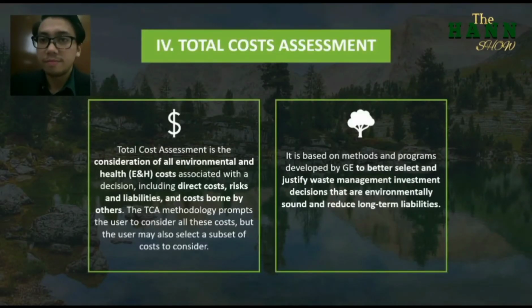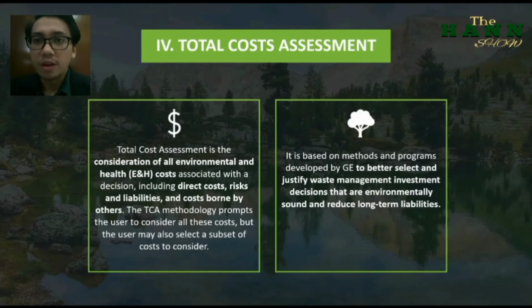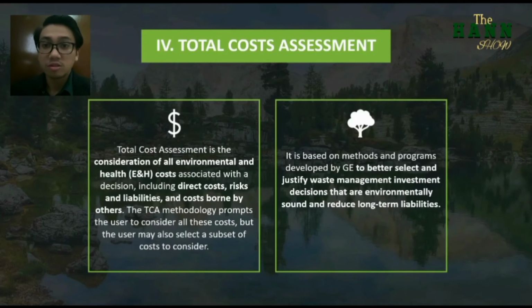Thank you. Hi, my name is Adam Hero, and for the next current initiative, that is Total Cost Assessment, or TCA. TCA is the consideration of all environmental and health costs associated with a decision, including direct costs, risks and liabilities, and costs borne by others. The TCA methodology prompts the user to consider all these costs, but the user may also select a subset of costs to consider. And it is based on methods and programs developed by GE to better select and justify waste management investment decisions that are environmentally sound and reduce long-term liabilities.